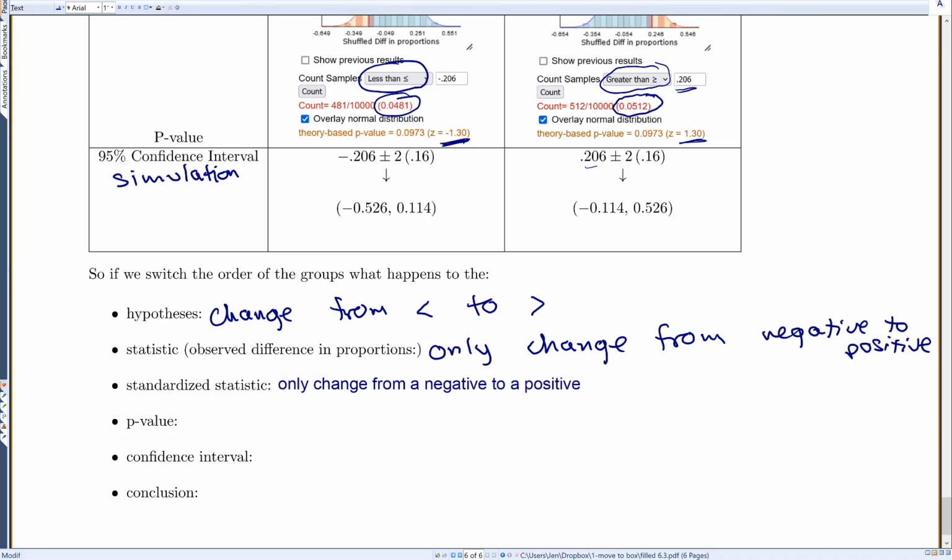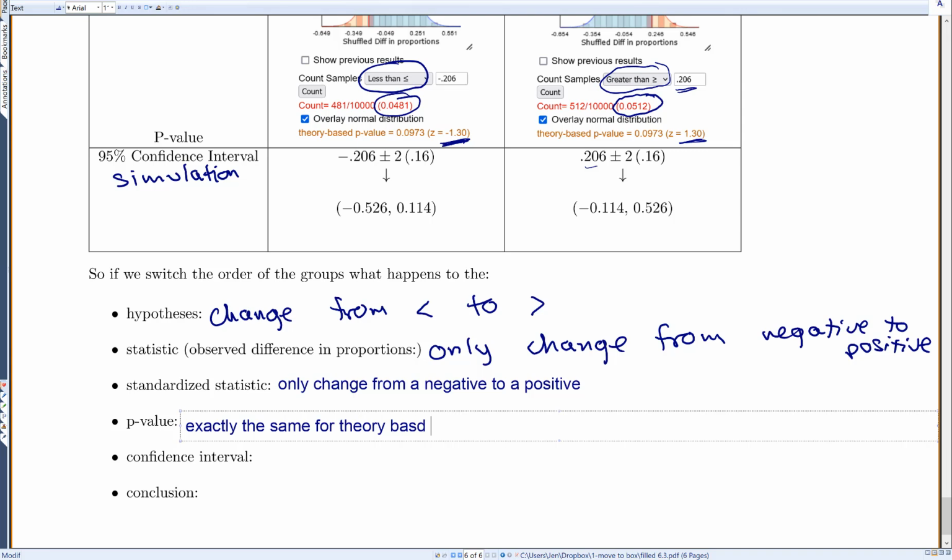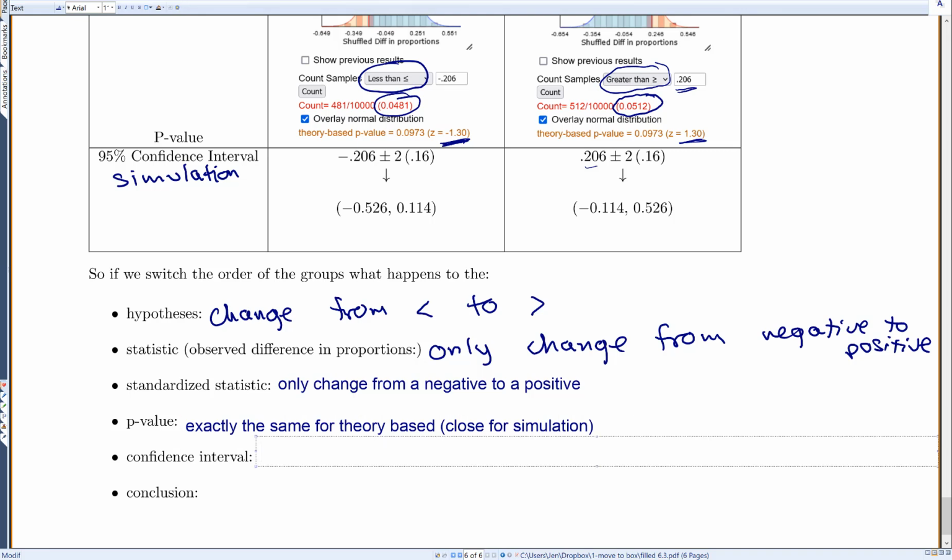What about the p-value? On your simulation, it stays about the same. For theory-based p-values, it's going to be exactly the same, and close for the simulation. Your confidence interval, what happens to your confidence interval? It looks like those are the exact same numbers. We just switch from positives to negatives.